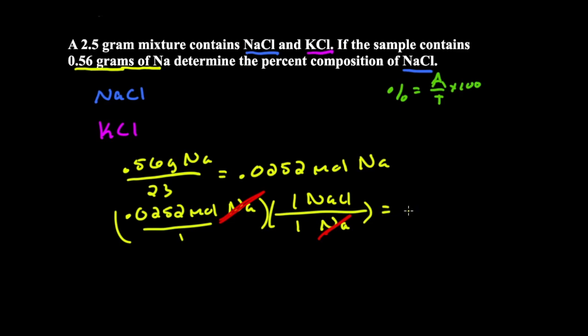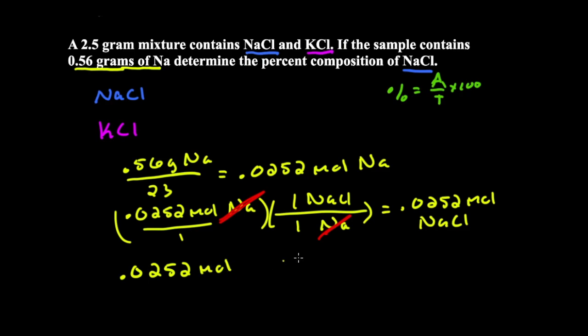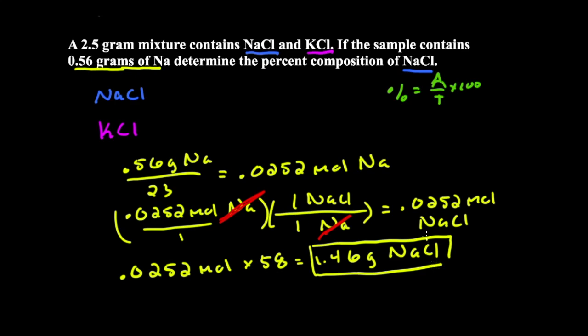And so that means that we're going to get 0.0252 moles of the NaCl. And so now that I'm in moles of NaCl, I need to go to grams. I'm going to take this 0.0252 moles of the NaCl, and I'm going to multiply it by the molar mass of NaCl, which is going to be 58. So when I do this number times 58, I'm going to get 1.46, and this will now be grams of NaCl.